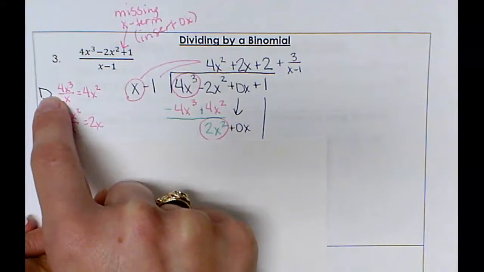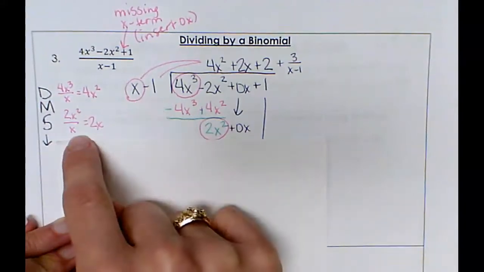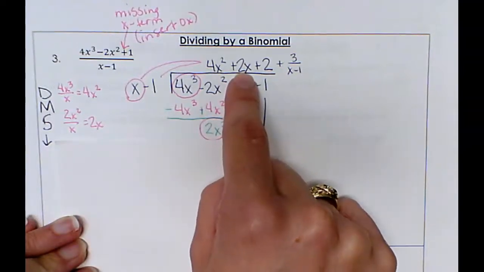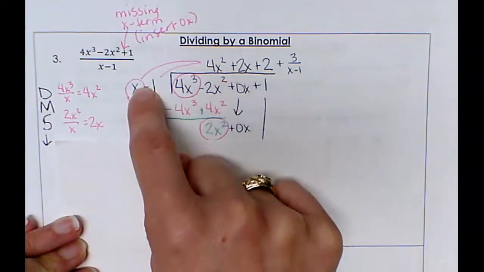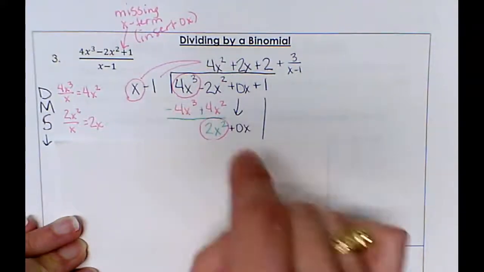So we divided, we multiplied, we subtracted, we brought down. Now we divide again with first terms. 2x squared divided by x is 2x. I write that here. I multiply. 2x times x is x squared. 2x times negative 1 is minus 2x.